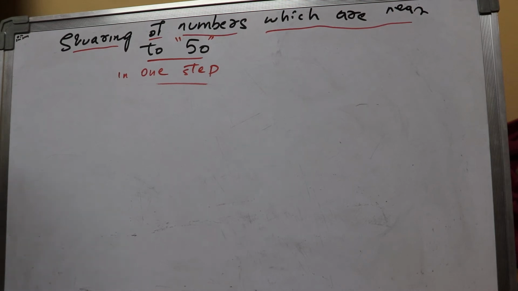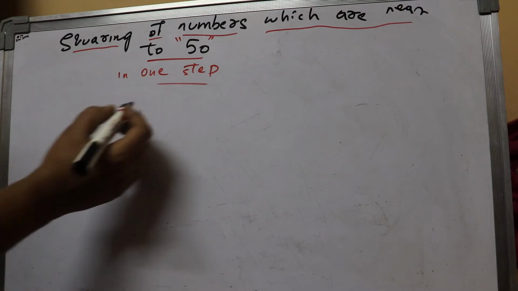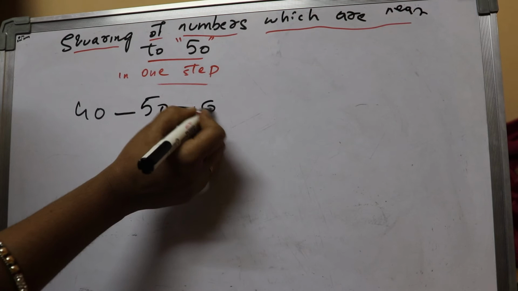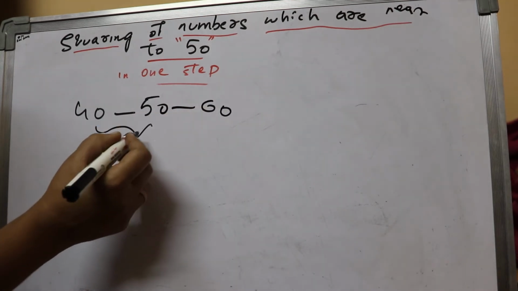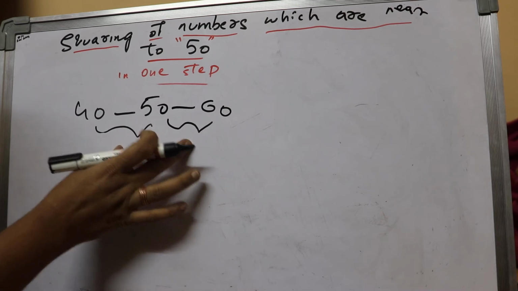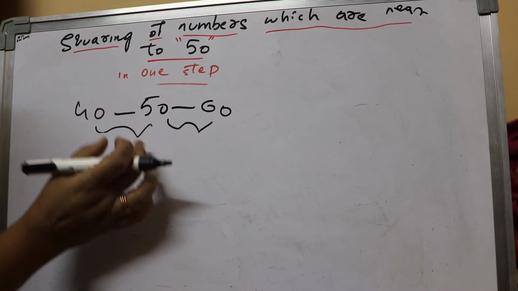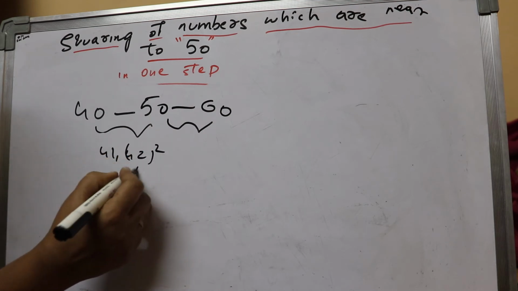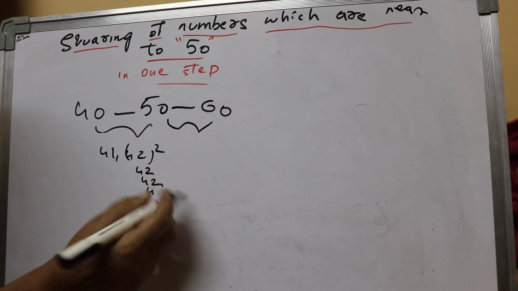Hi everyone, in this video I will show you a simple trick for squaring numbers which are very near to 50. The numbers near to 50 are what? 40 to 50, 50 to 60. So in between 40 and 50 and in between 50 and 60, all these numbers are near to 50. So for squaring 41, 42, there's no need to do the whole calculation like this.